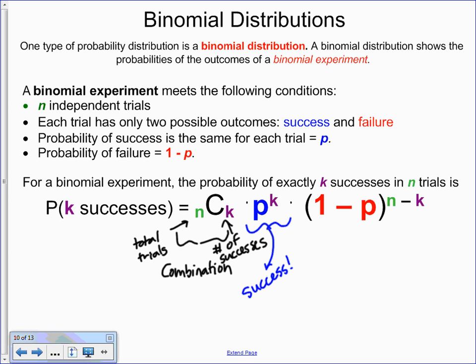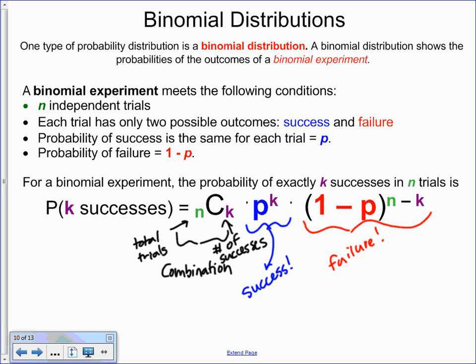So that P to the K is everything that I know about success. It's my probability of success raised to the number of successes. So that's everything I know about success in my experiment. And then all this stuff at the back that has subtraction, you'll see when I do my examples, I don't really worry too much about doing this in the actual formula. All of this stuff just represents my failure.